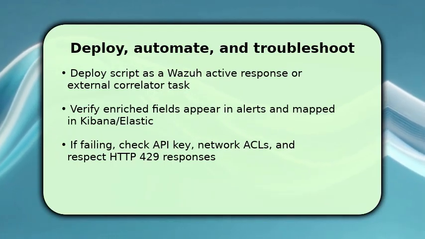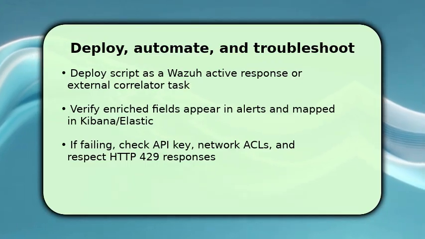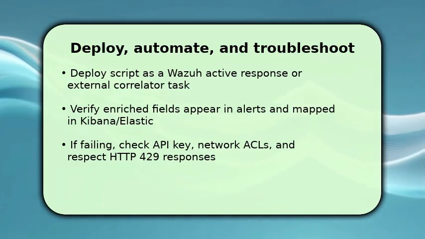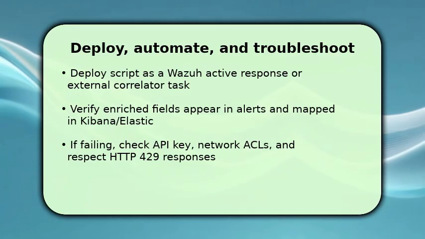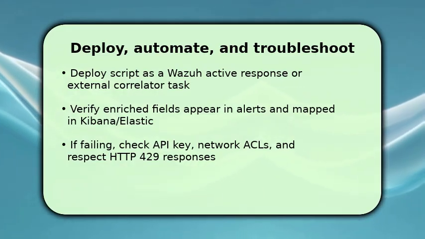Once deployed, validate end-to-end by triggering a test alert and confirming enriched data in Kibana or Elastic. If something goes wrong, first confirm the API key and network access. Then watch for HTTP 429 rate limit responses and review your logs for JSON parsing errors.